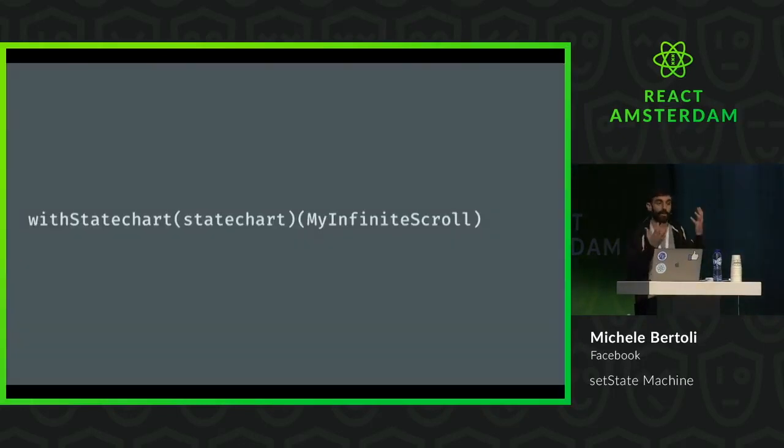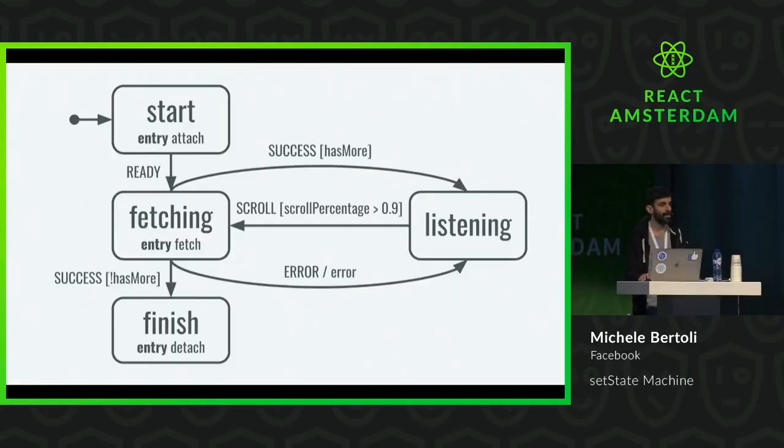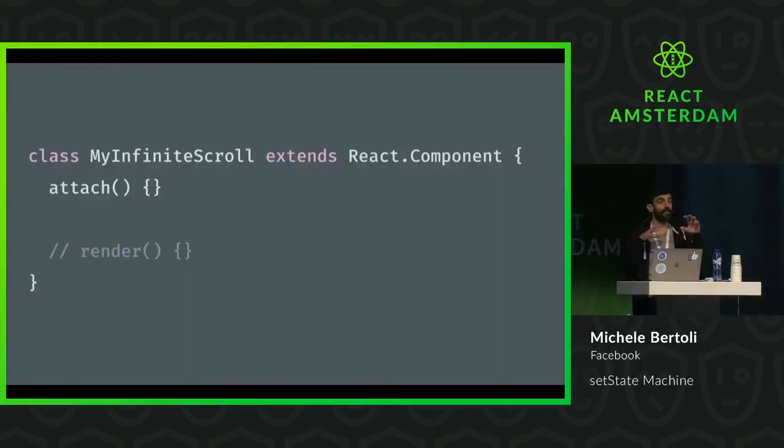How do you use it? First of all, you describe this state chart with XState, and you pass it together with a component to the withStatechart higher order component that React Automata provides. But let's see how it works. So we enter the start state, and the entry action is going to be attach. So the question is, how do we do something? We want to react to this action that the state chart is going to give us. So you just define an action, a method, in the component that has the same name as the action.